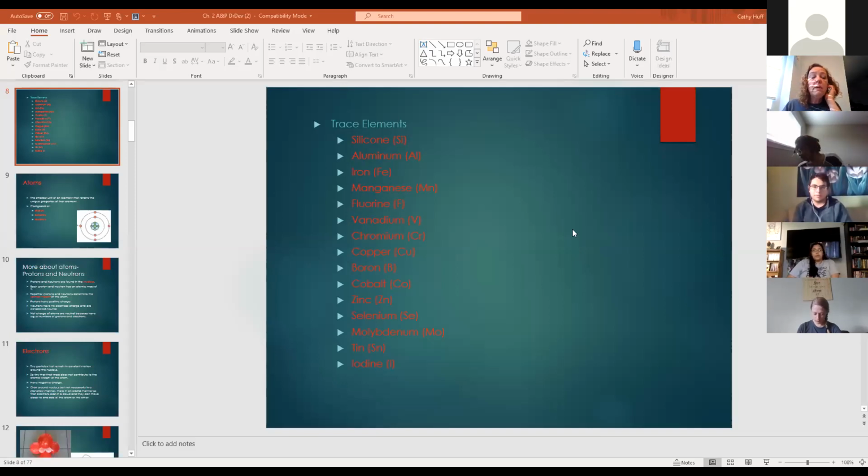Trace elements are what we need in very, very small amounts nutritionally. It's not so much referencing how much we have in our bodies, because things like iron, we actually have quite a bit of iron in our bodies. This is more referring to what do we need to get from our environment. And the big ones that we're going to be talking about, not so much right now, but later on when we get to nutrition, are like iron, copper, zinc, selenium, iodine. Those are all inorganic nutrients that we need in our diets, but we only need them in very small amounts.